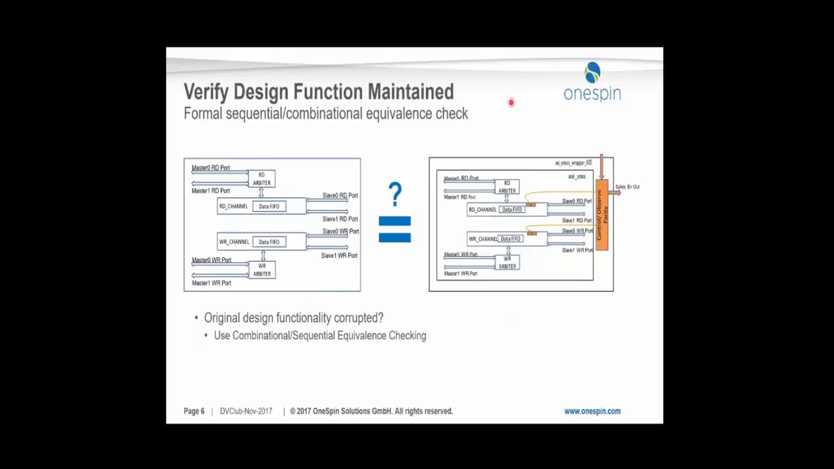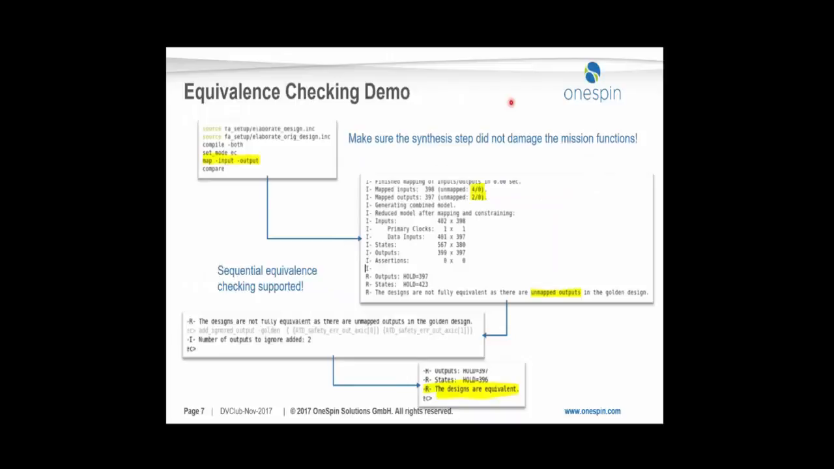We can do this by applying combinational sequential equivalency checking, and we have done that by simply reading the original design and the design with the safety mechanism, the inputs and the outputs, and we do a compare. If we do this without any additional setup, what the tool will tell us is the designs are actually not fully equivalent because there are unmapped outputs.